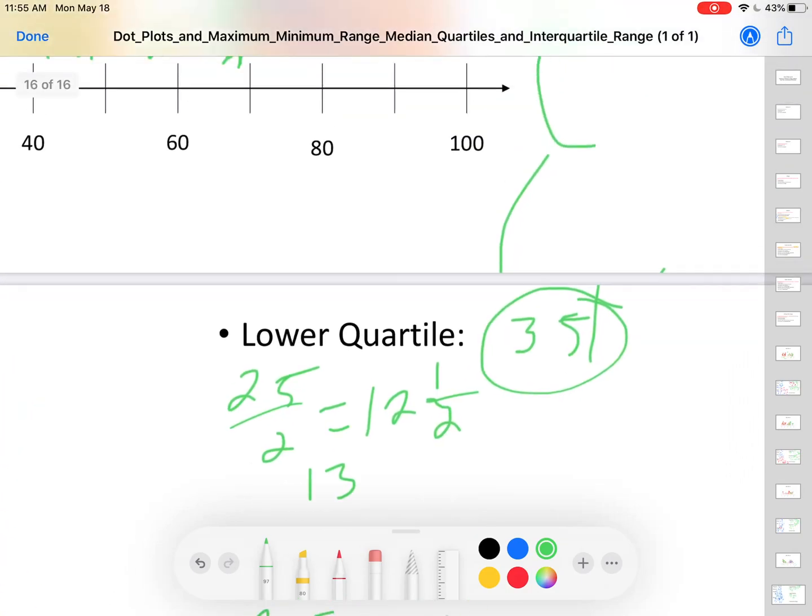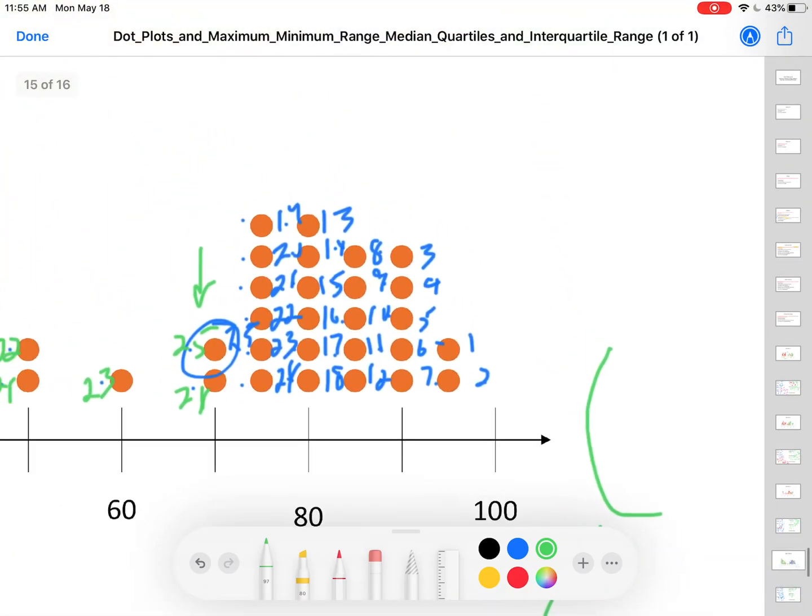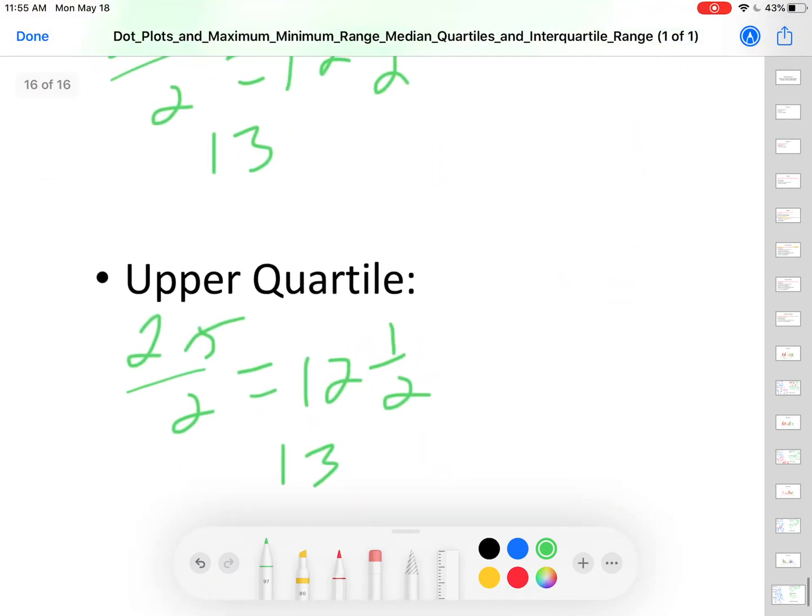I want the 13th dot. They're all ready. I don't have to do any dividing. I don't have to do between them. I just circle the 13th dot. 1, 2, 3, up to 13. Right there. There's the 13th dot. It's at 80. That means that the upper quartile is 80.